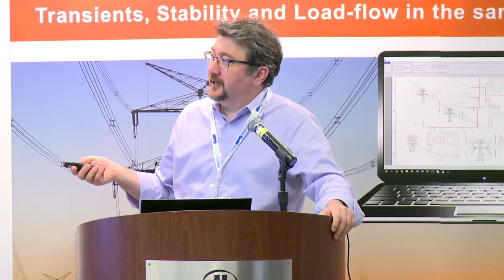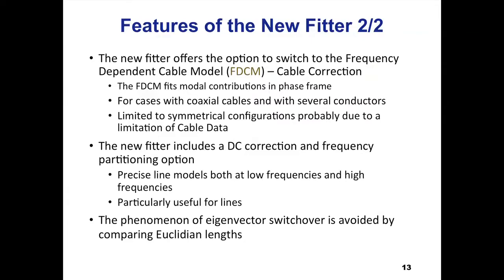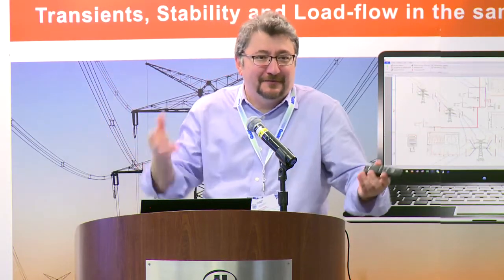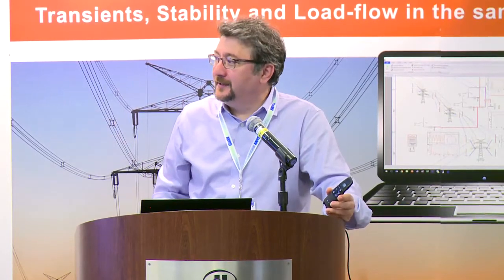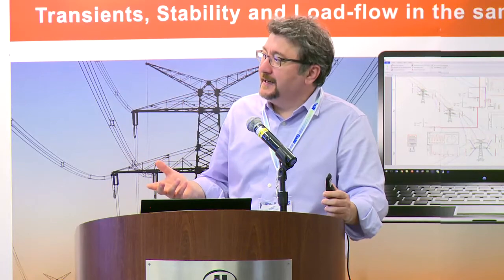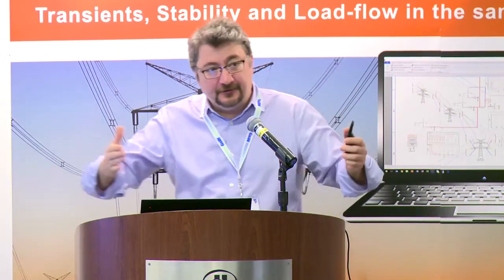And we have DC correction and frequency partitioning, because, for example, you have a very short line. If you have a very short line, and if you take a frequency band up to 1 megahertz, you won't see the propagation modes decaying, you know? They will be flat, because it is short. So the waves don't decay. You don't have enough attenuation. In that case, you need to extend your frequency band.